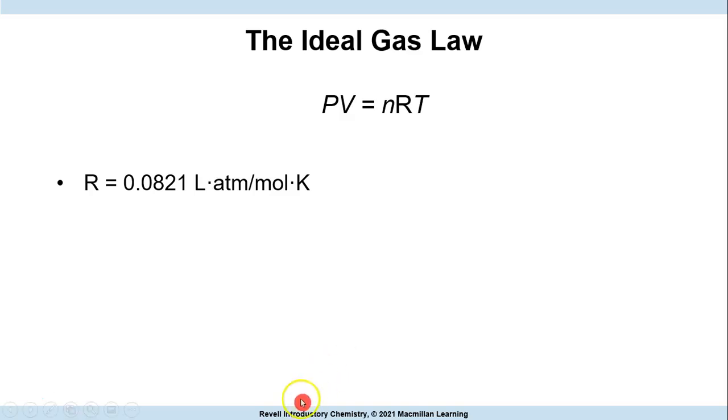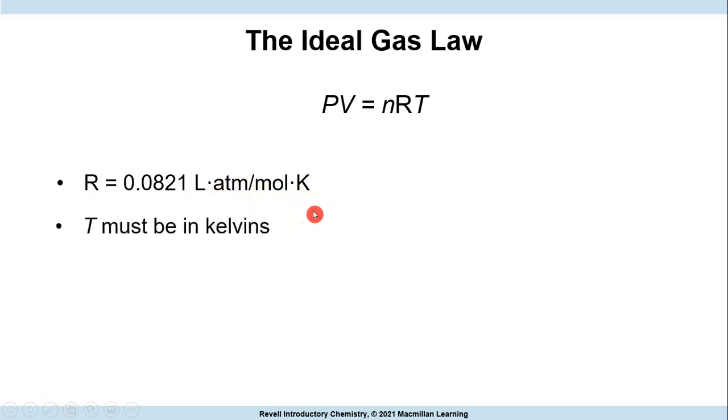So let's look at the ideal gas law. The ideal gas law states that PV is equal to nRT, where P is the pressure, V is the volume, n is the number of moles of the gas, R is the gas constant, and T is the temperature. So R is called the gas constant, and it has a value of 0.0821 liter atmosphere per mole Kelvin. So that is the unit of R.